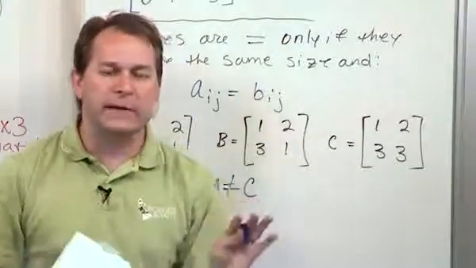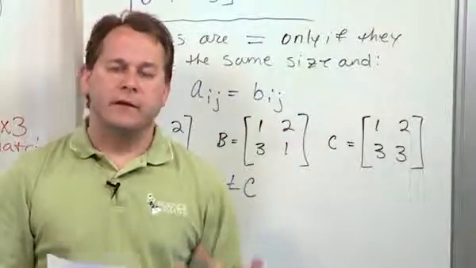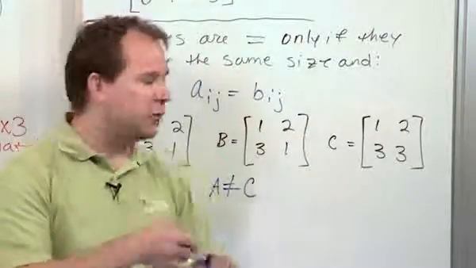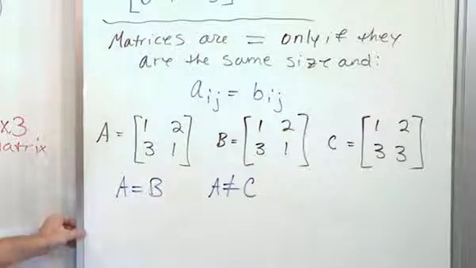It only takes one element to be different in order to say that these 2 matrices are no longer equivalent to one another. So that's the only way you can get away with saying those things are equal, is if they're mirror complete copies of one another. All right? That's the concept of matrix equality.